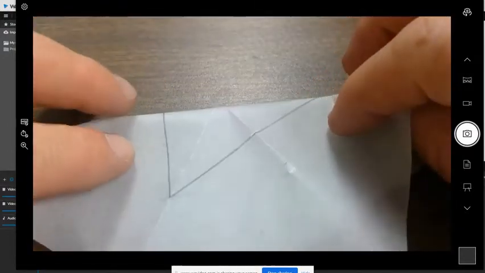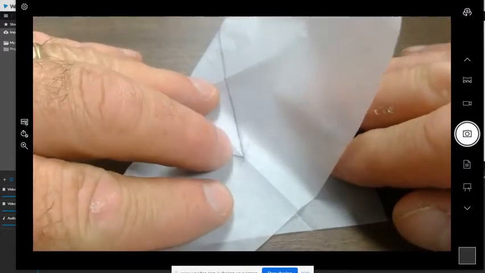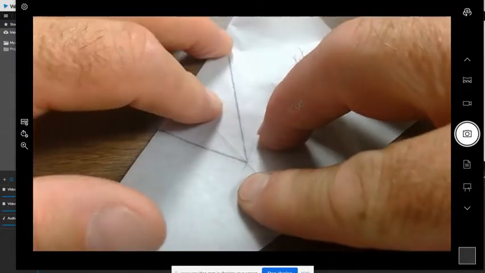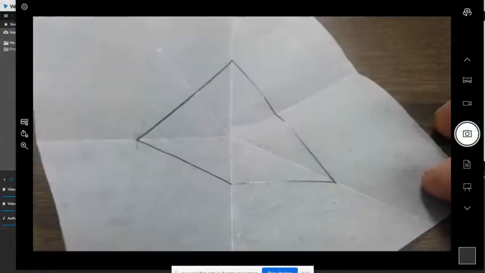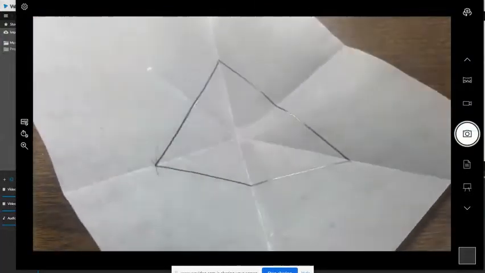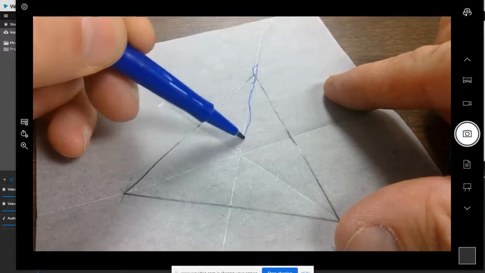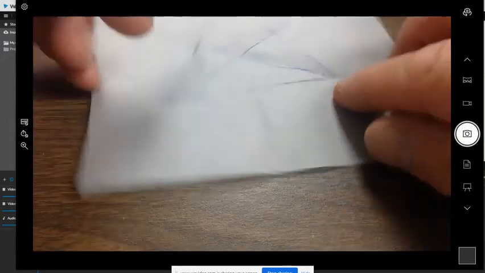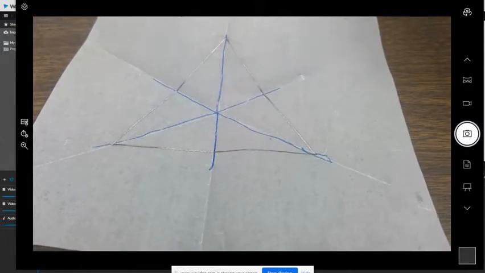here. So again, I'm trying to match up those vertices and then crease there. And now I have another line of symmetry. And so this triangle has three lines of symmetry. That one, and that one.